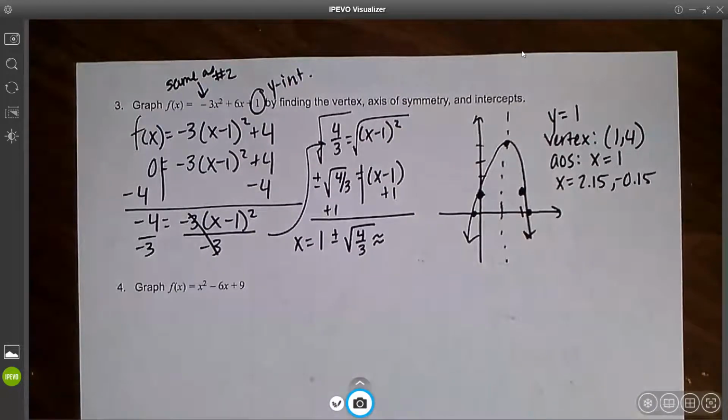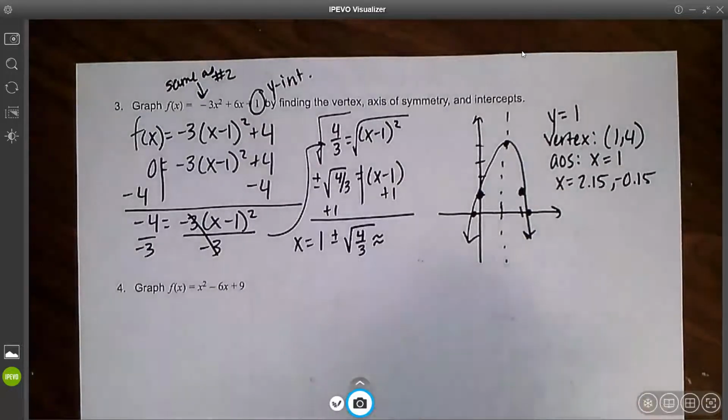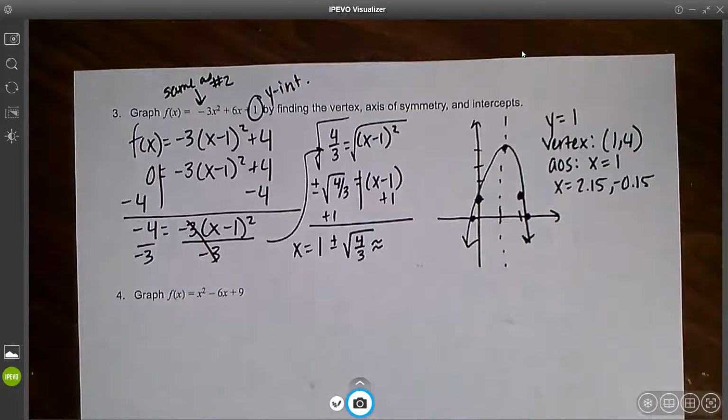Always check it on your calculator. You can find these on your calculator. So if you go and type it in and then do second trace, and option 2 is zeros, you're going to go left bound, right bound, enter, and that'll give you those values.